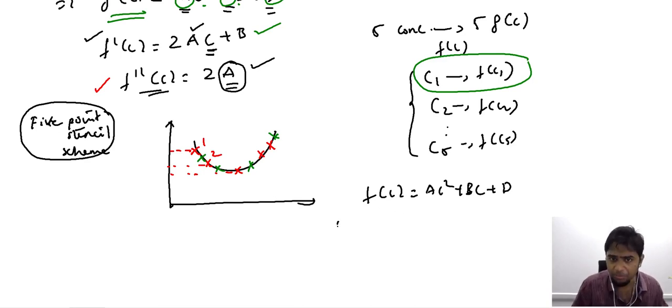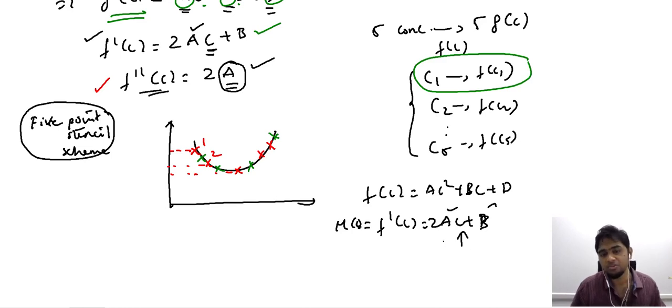In the same way, for the chemical potential, all you need to do is take the derivative of this function. It will be of this form, and since the coefficients A and B are already known, all you need to do is feed in the appropriate concentration, then you are able to identify the chemical potential.